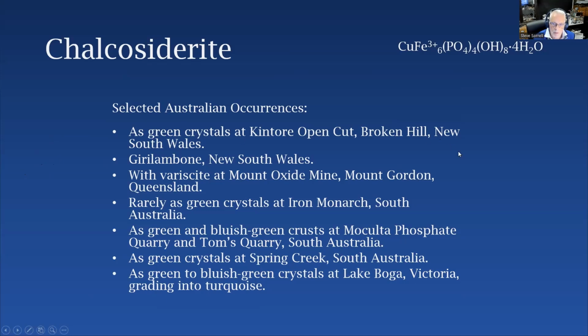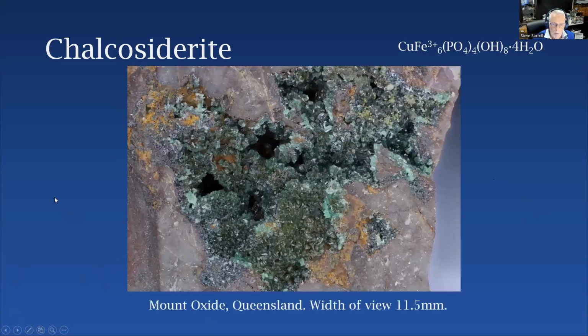But it's been found at Broken Hill, particularly in the Kintore open cut when that was operating. The Mammoth oxide occurrence was quite good, and a couple of the South Australian ones again, and also Lake Boga. So here, this is much greener than most specimens and is definitely at the copper iron end of the series.